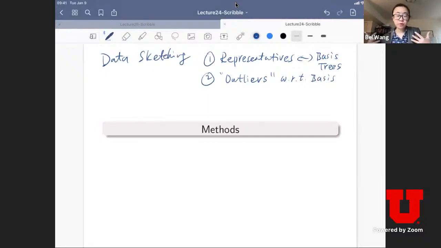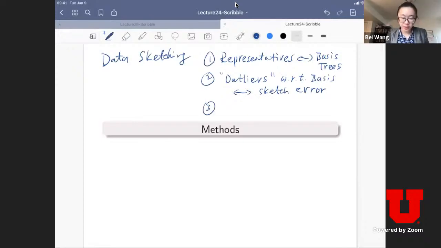However, if you don't have sufficient basis, right, you might pick up something that is basically considered an outlier with respect to the current set of bases, but may not be an outlier with a different set of bases. Okay, so outliers are in some sense the ones with large sketch error. Essentially, they are not so well represented by those basis trees.